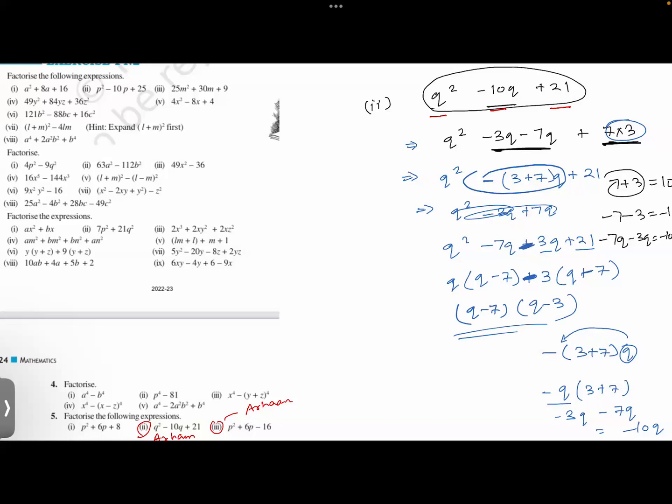That is a factorization. Yeah, what value are you getting? So p plus 8 into p minus 2. Okay, let's check that out also. Shall I erase the screen? Okay.